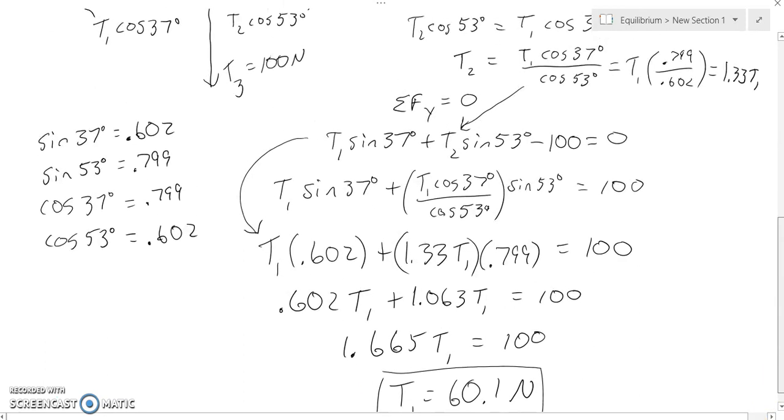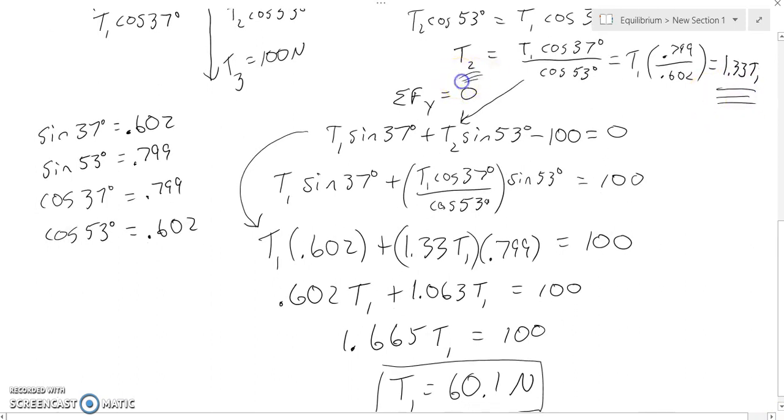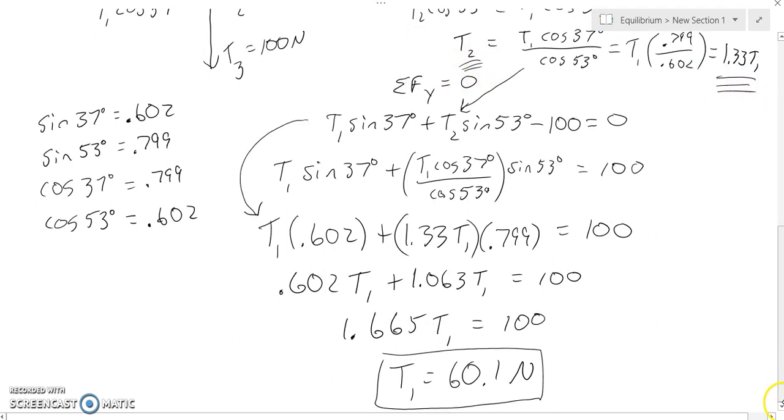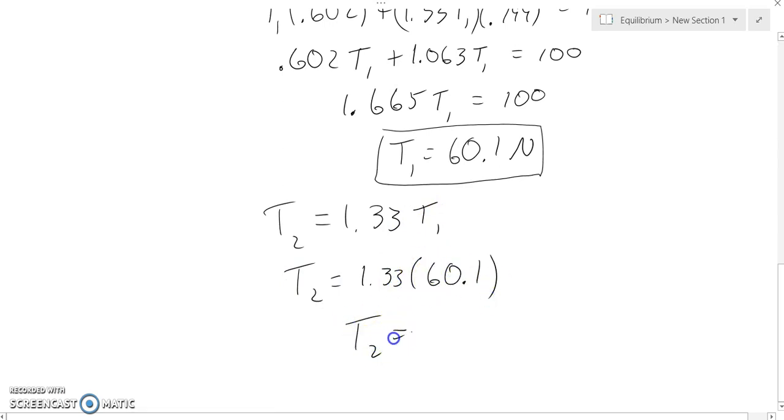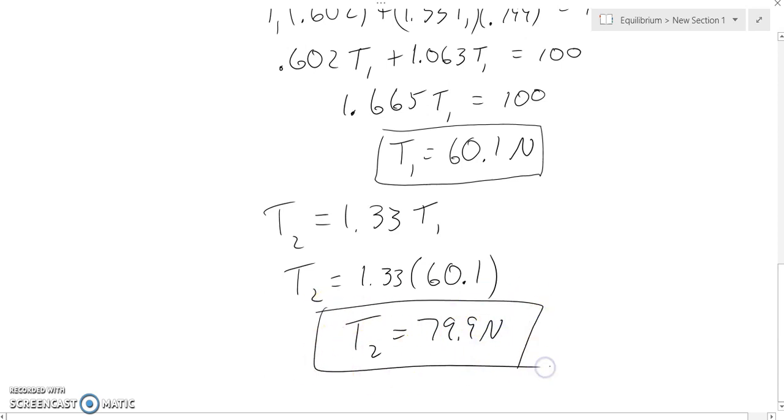Okay, now we need T2. Okay, so I'm going to use this expression up here. T2 equals 1.33 T1. So T2 equals 1.33 T1. T2 equals 1.33 times 60.1. T2 equals 79.9. Alright, so there we have it.